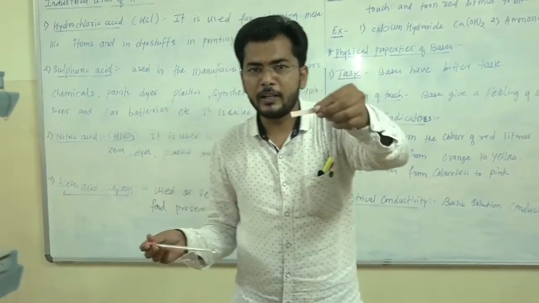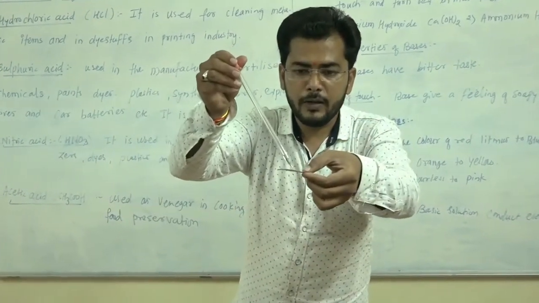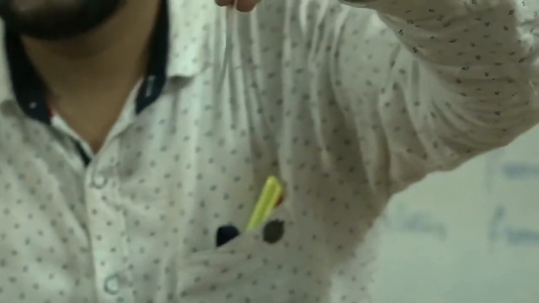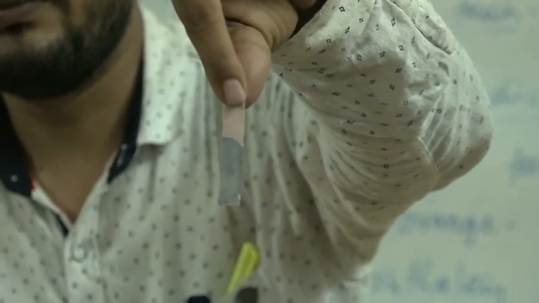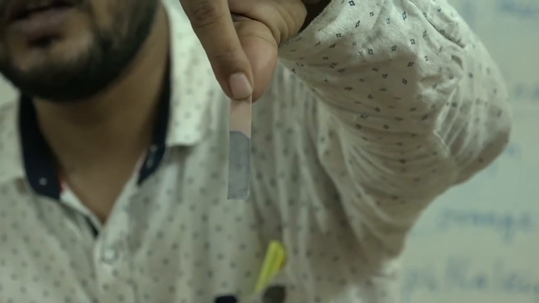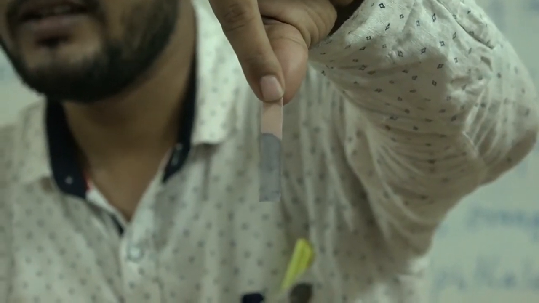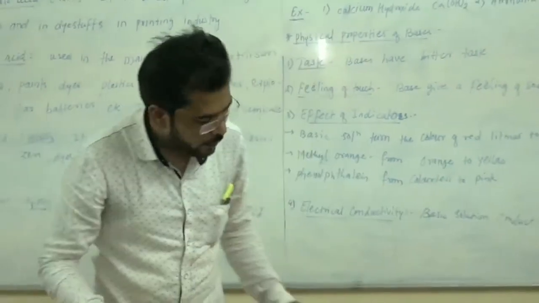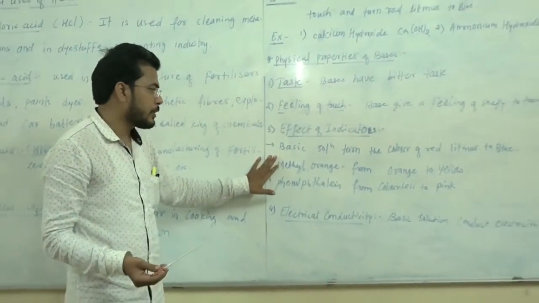So this is red litmus paper. Why are we putting it? Based on it, the color of red litmus paper changes into blue. It means that this is a base, okay. That is the first test, litmus paper.